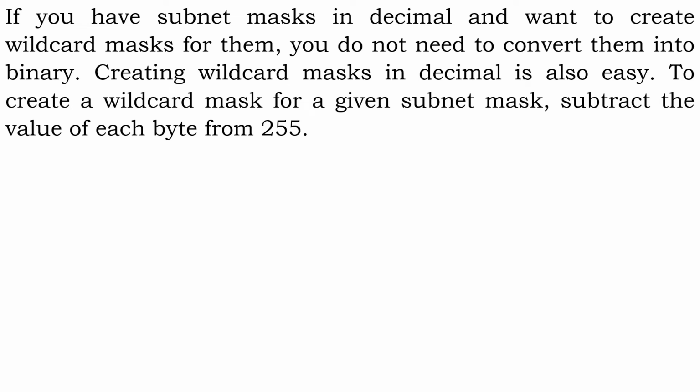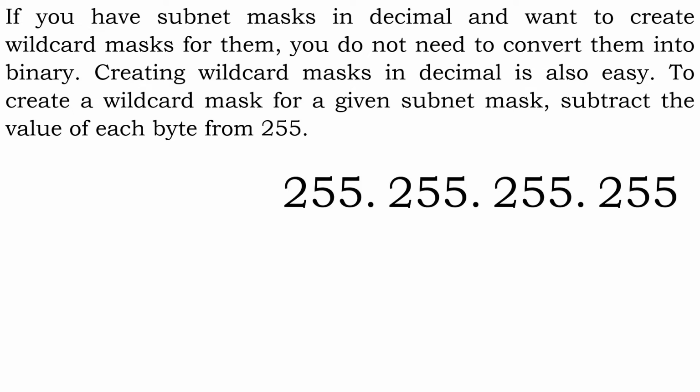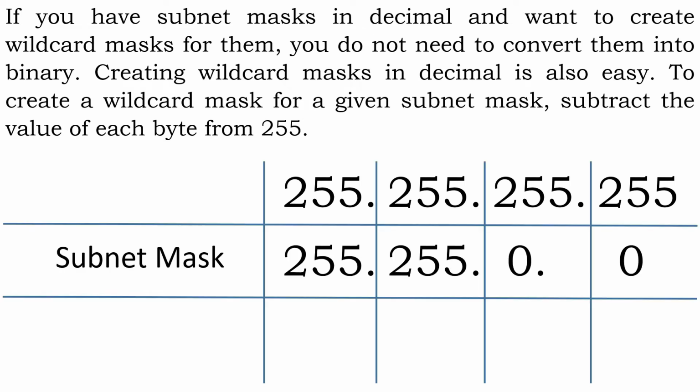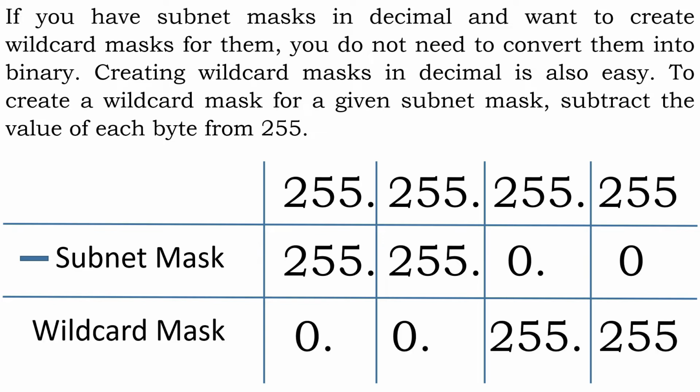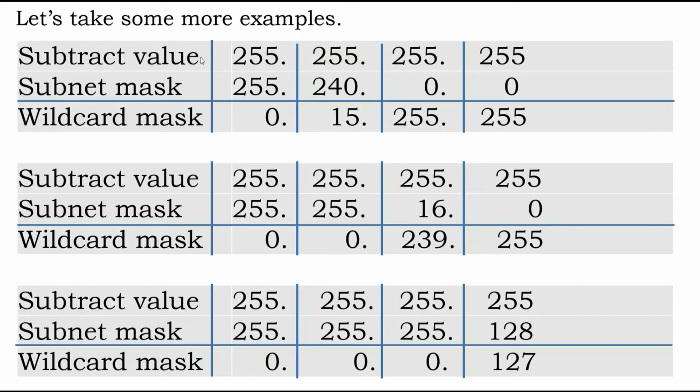If you have subnet masks in decimal and want to create wildcard masks for them, you do not need to convert them into binary. Creating wildcard masks in decimal is also easy. To create a wildcard mask for a given subnet mask, subtract the value of each byte from 255. Let's take an example. Suppose you want to create a wildcard mask for the subnet mask 255.255.0.0. If we subtract each byte of this subnet mask from 255, we will get the wildcard mask for this subnet mask. Let's take some more examples. In the first example, if we subtract 255 from 255, we get 0. Therefore, we will put 0 in the first byte.